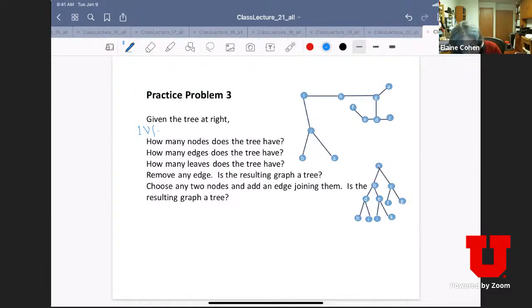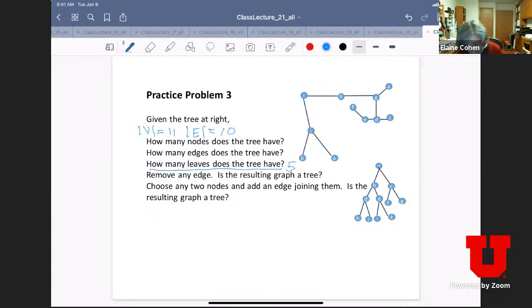Okay, so the number of vertices is 11. How many edges do we have? We have 1, 2, 3, 4, 5, 6, 7, 8, 9, 10 edges. How many leaves are there in the top tree? What's a leaf? A leaf, remember, has only one edge emanating from it. The man says 1, 2, 3, 4, 5, and he's right. So the top graph has 5 leaves.